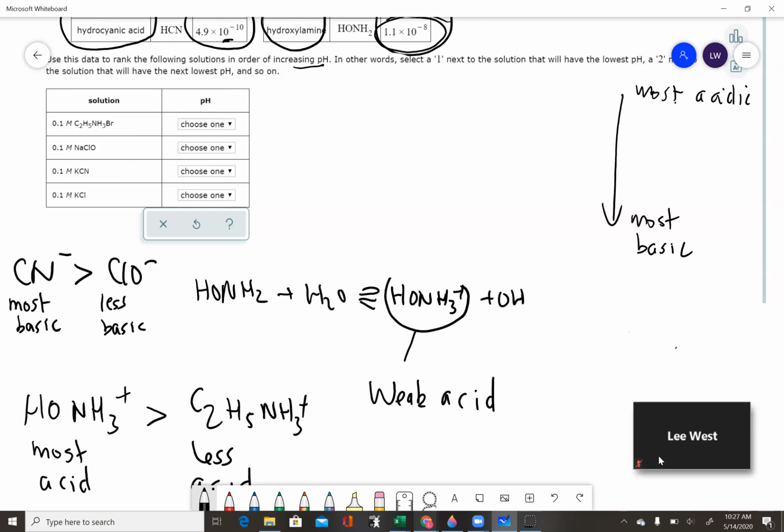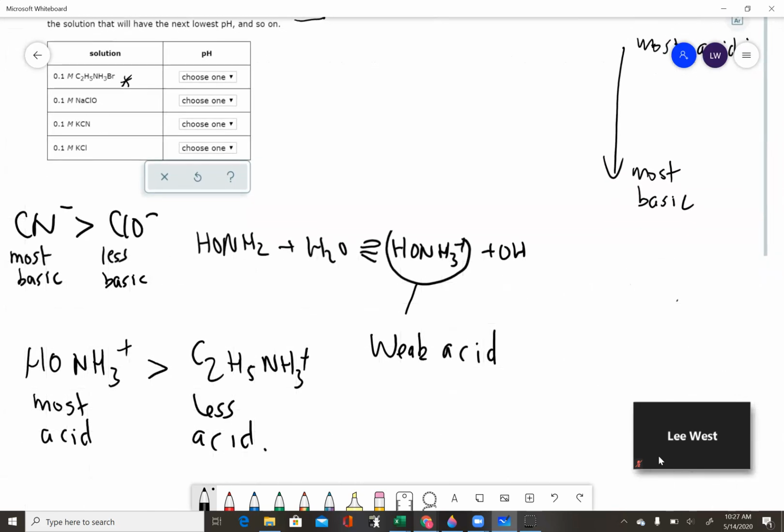So this first one here contains the C2H5NH3 plus cation, so it's going to be acidic. The one that we know is the most acidic is HONH3 plus, and that isn't part of our list. So I'm going to put this one as number 1 as being the most acidic.